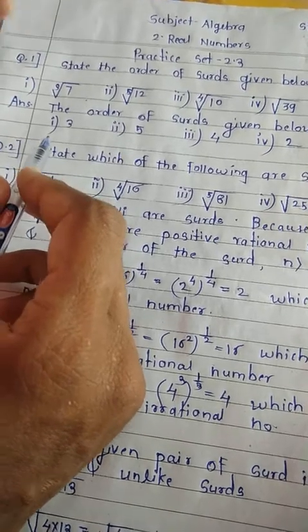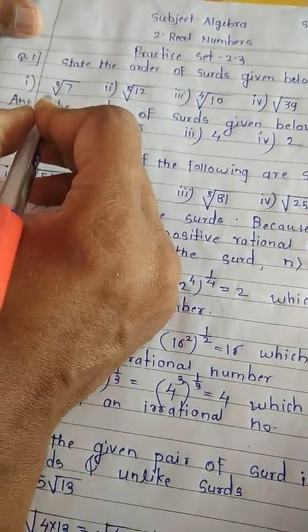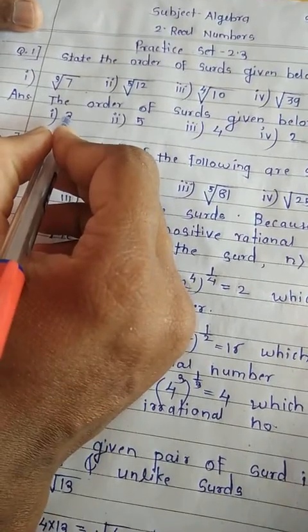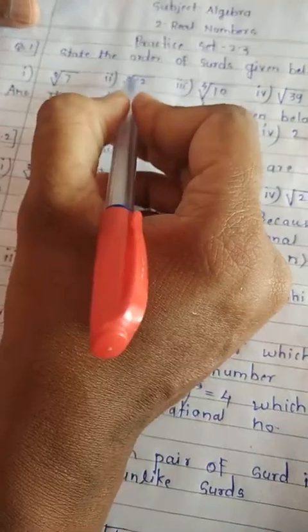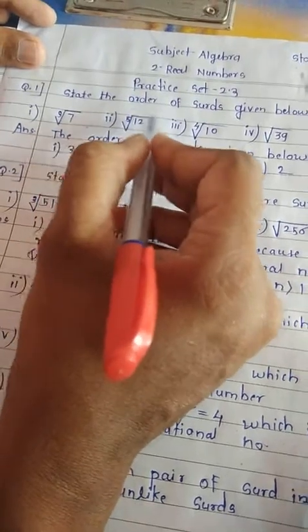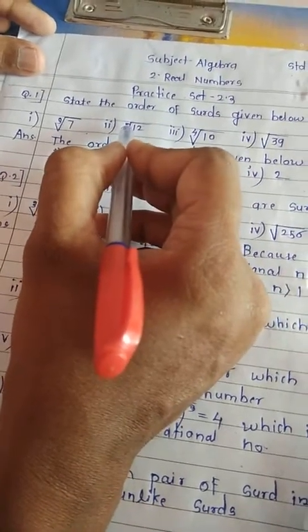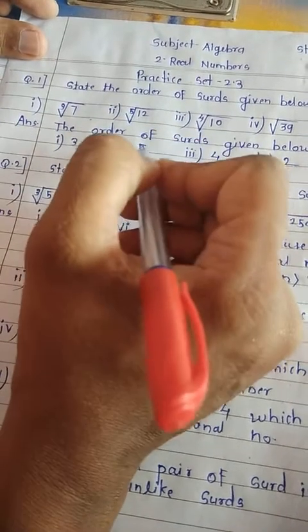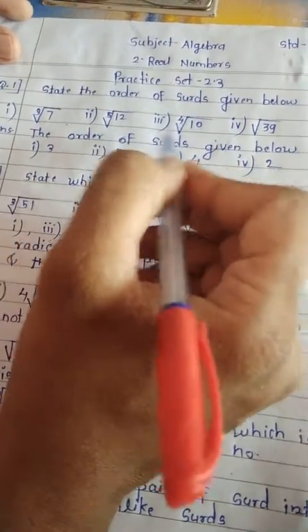So this is the cube root of 7, which means the order of the surd is 3 because it's a cube root. In the second example, the fifth root of 12, the radicand is 12 and the order is 5 because it is the fifth root of 12, so the order is 5.